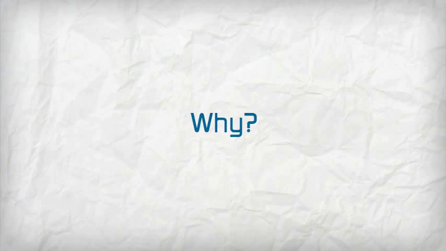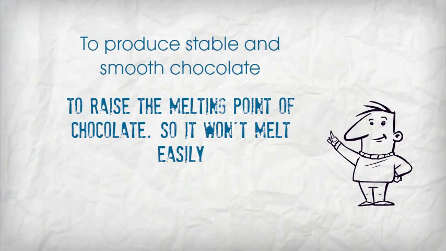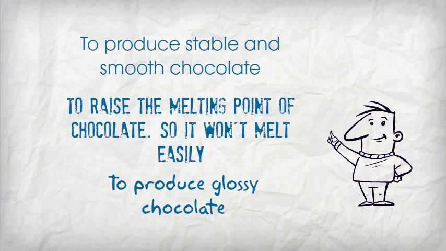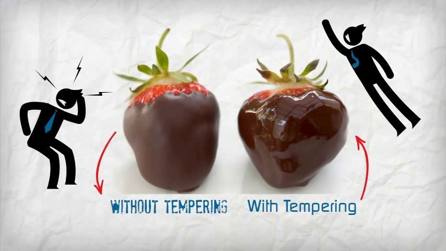Why is tempering required? To produce stable and smooth chocolate, to raise the melting point of chocolate so it won't melt easily, and also to produce a glossy chocolate. And on the left is chocolate without tempering, and on the right is with tempering.